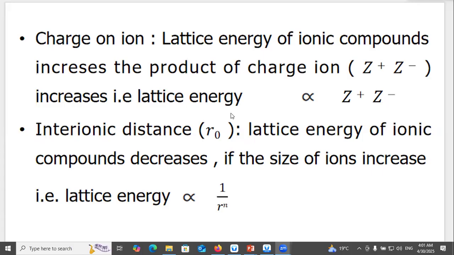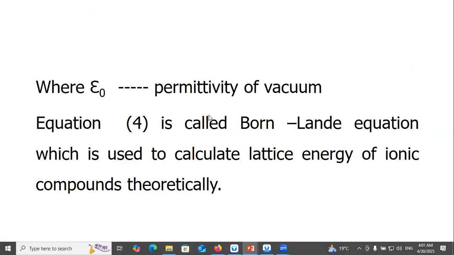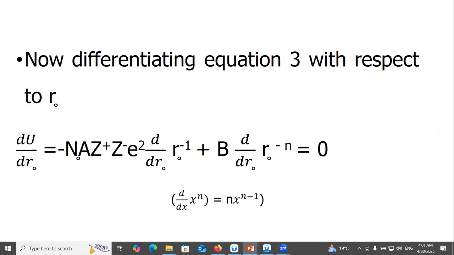Okay, it's all about the Born-Landé equation.